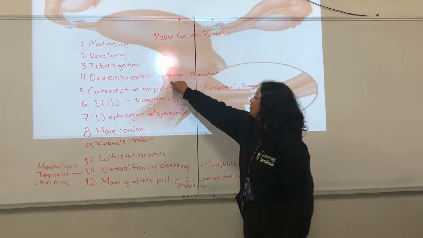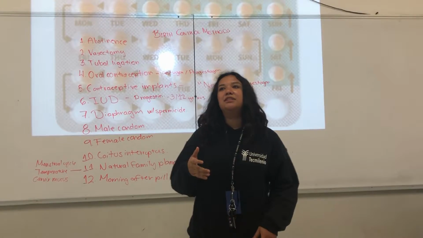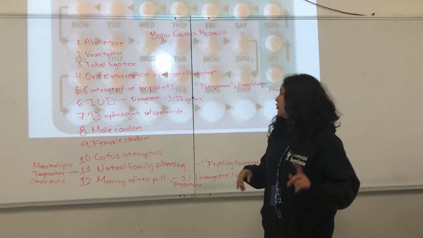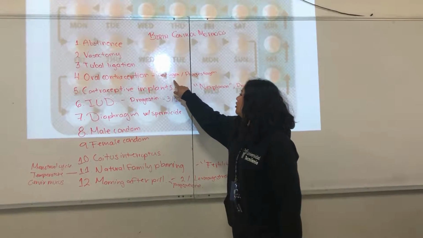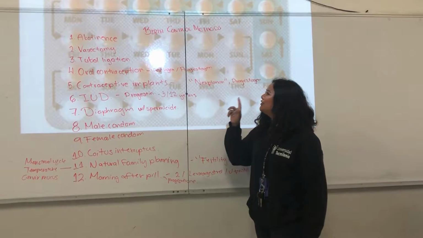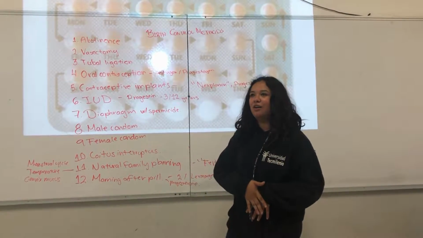Okay, oral contraception. This method is called the pill. It is a pill that a woman has to take for 21 days each month, except on her period, and they are hormones called estrogen and progesterone that stop the process of ovulation.